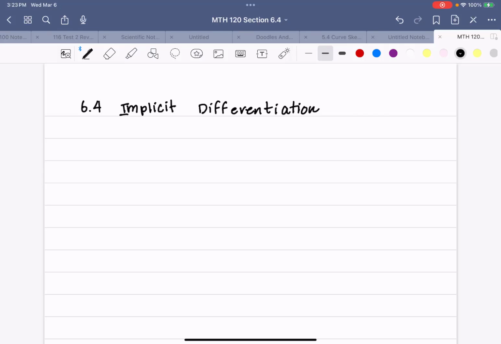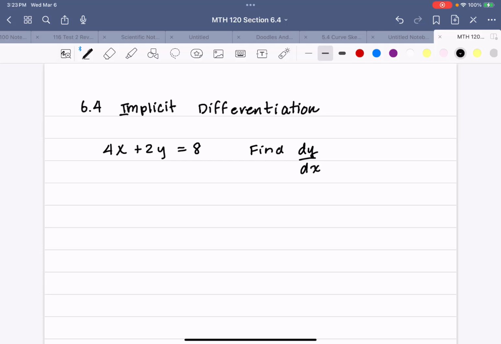Hi, let's talk about implicit differentiation. If I have a function such as 4x plus 2y equals 8, this is a function that has both x and y variables, and I might be asked to find the derivative of y with respect to x.